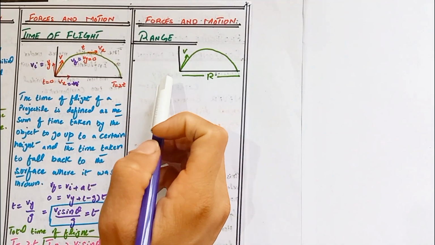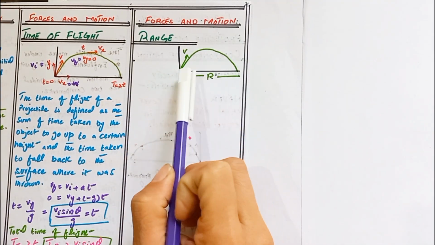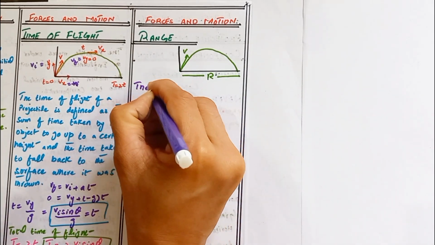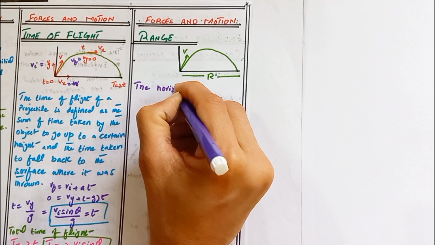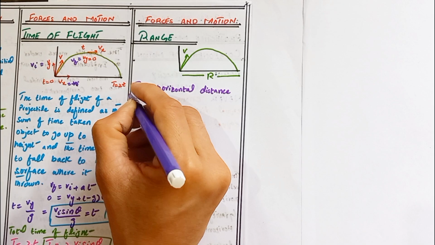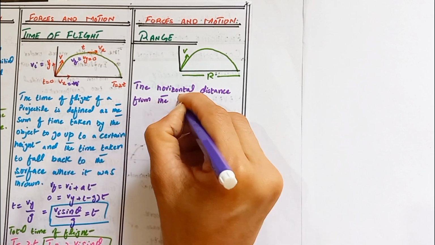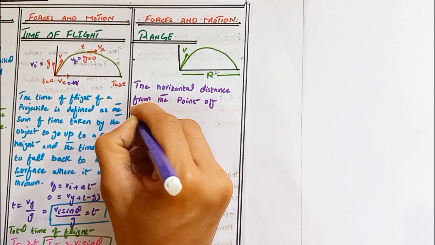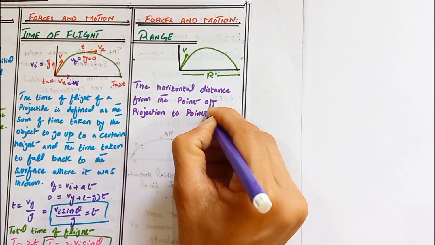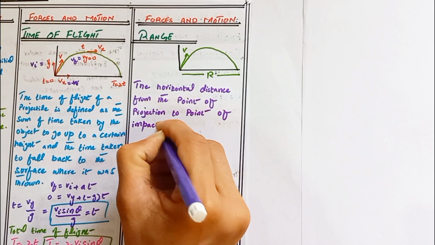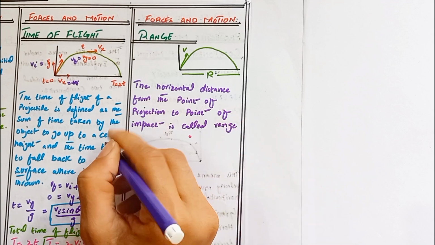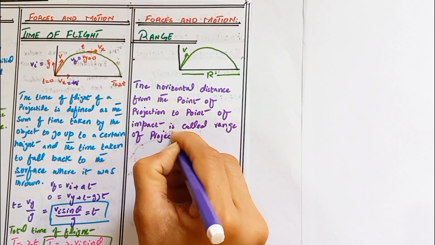Now we discuss the range. What is range? The horizontal distance covered from the point of projection to the point of impact is called the range of the projectile. So here we write the definition: the horizontal distance from the point of projection to the point of impact is called the range of the projectile.